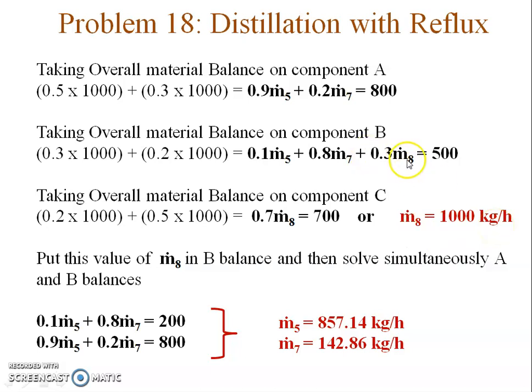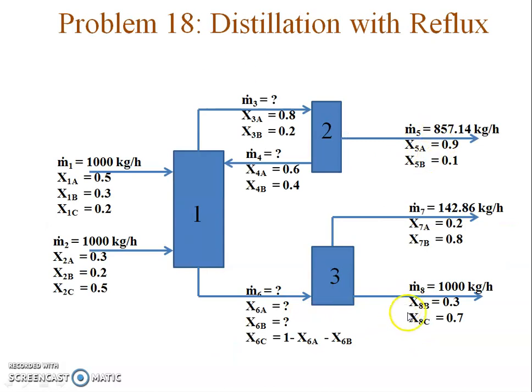Now I can put this value of M8 in the component B balance. Then I get an equation which is in M5 and M7. So I have two equations, balance on A and balance on B, which are in two variables, M5 and M7. I can solve them simultaneously and get the value of M5 and M7. So after taking overall balance, I have got three values of M5, M7 and M8. Let me update my flowchart.